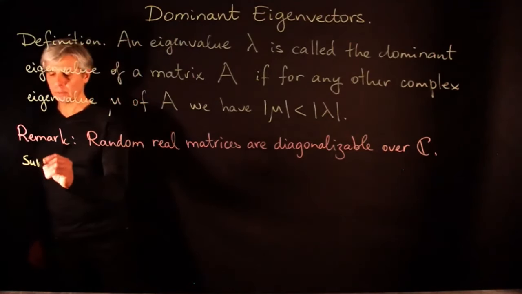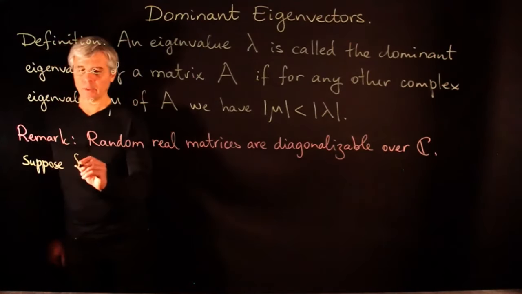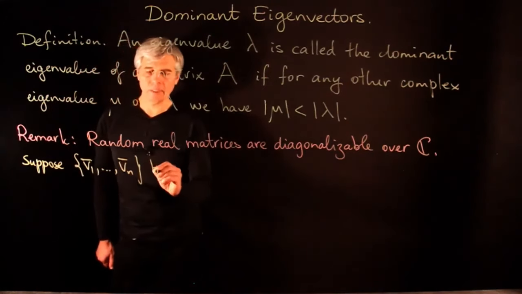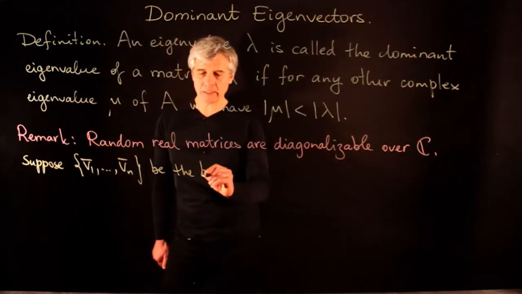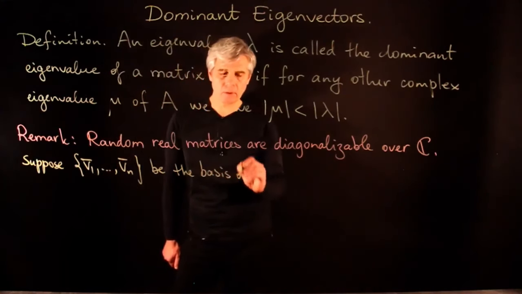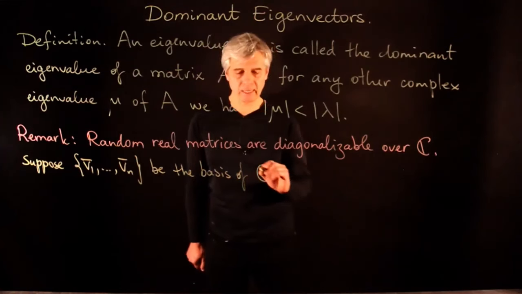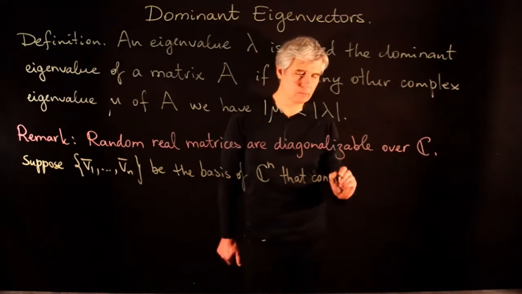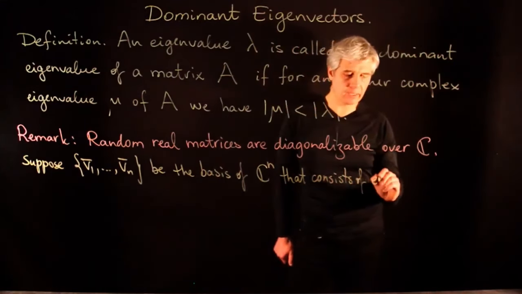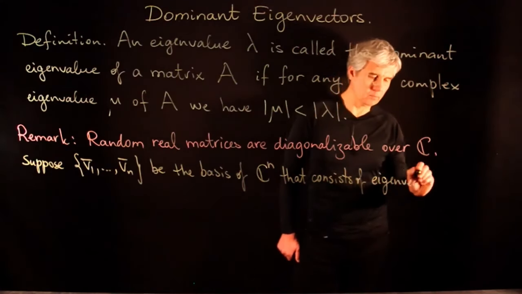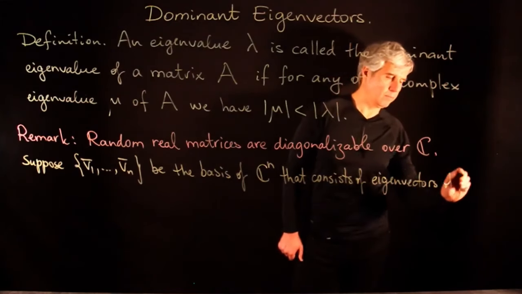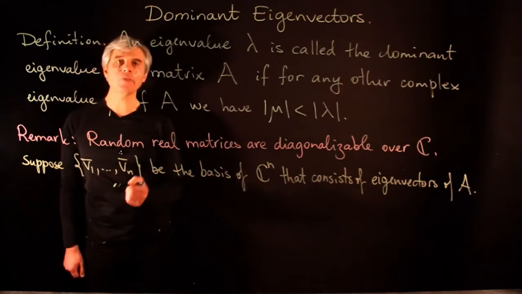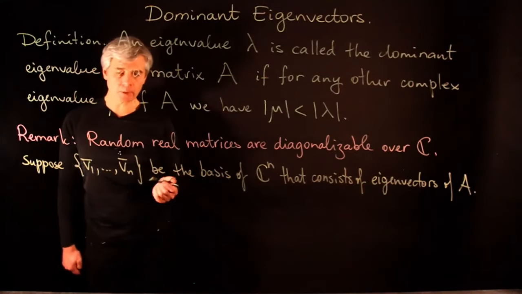So suppose V1 through Vn be the basis of Cn that consists of eigenvectors of A. We assume that these vectors exist but are unknown to us, and they are difficult to compute when n is large.